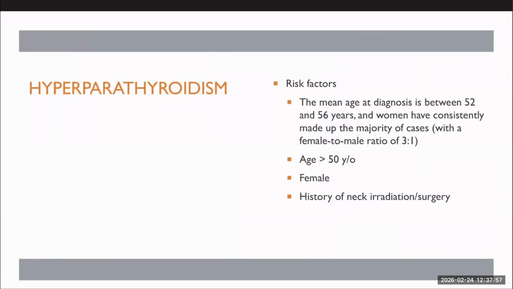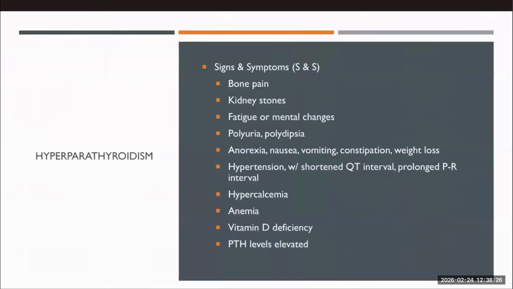So who's at risk for this hyperparathyroidism? Mean age in the 50s, women at a higher ratio than men, and also a history of neck irradiation or neck surgery. We mentioned this in the past. If you ever work in a cath lab or the fluoro rooms, you wear the lead. A lot of them also have a neck collar to protect the thyroid and the parathyroid from the irradiation from doing all that.